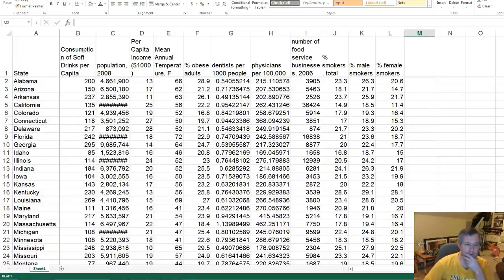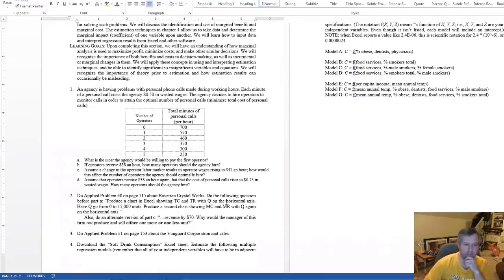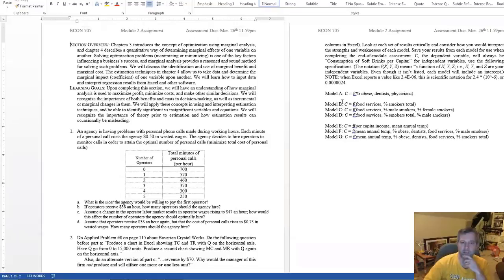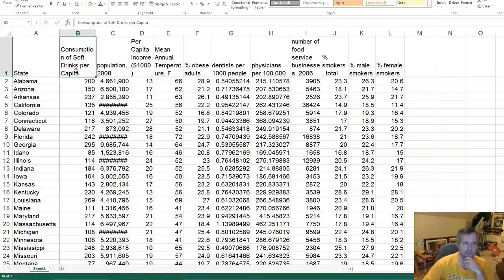And what I want you to do is, like I say, estimate the following multiple regression models. You've got model A, B, C, D, E, F, G, and they're all going to have consumption as the dependent variable. So this is my column B here, the consumption of soft drinks. That's my dependent variable, and I'm trying to figure out what sorts of variables are important in determining the amount of consumption of soft drinks.